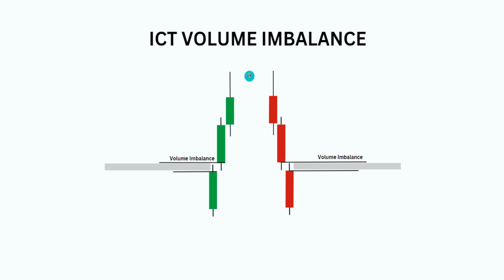Right here I have this diagram. You can see I have these bullish candles arranged here, and then these bearish candles, and I have this area which I marked as volume imbalance. So what exactly is volume imbalance? Volume imbalance is formed whenever you have price action where only the wicks of the candles, that is the tails, are connected without the bodies connected.